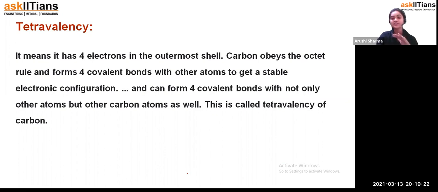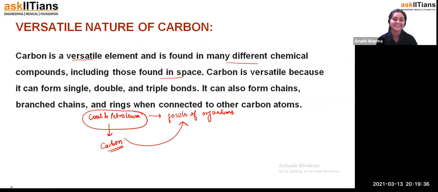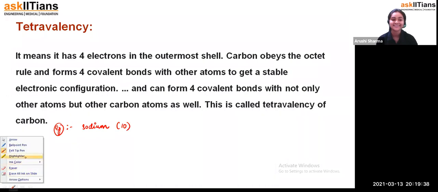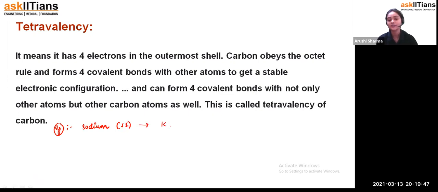Tetravalency. If you remember, students, we have studied univalent and divalent. For example, if we talk about sodium, sodium has the atomic number 11, not 10. Don't worry, it is 11. And if I write the electronic configuration, it would be K, L, M, that is 2, 8, 1.